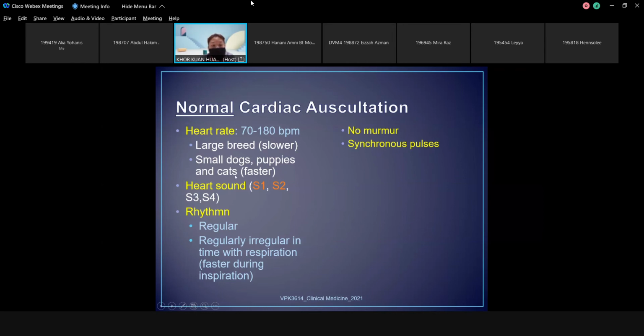Cats even faster. But most important, heart sounds S1, S2, S3, S4. S4 is where you hear it in equine. In cats and dogs, we only focus on S1 and S2. Okay, what is S1? Do you remember from physiology? Yes, there is a specific rate. You have learned this in your physiology. I want you to go and find out, what is S1 and S2?